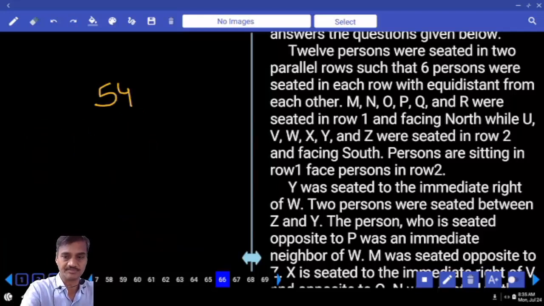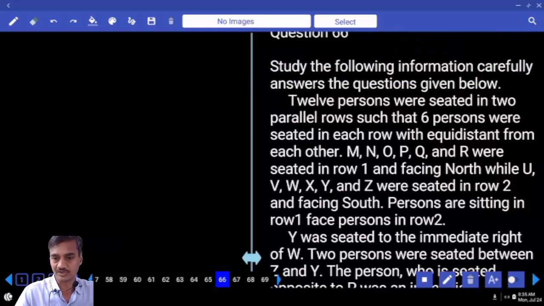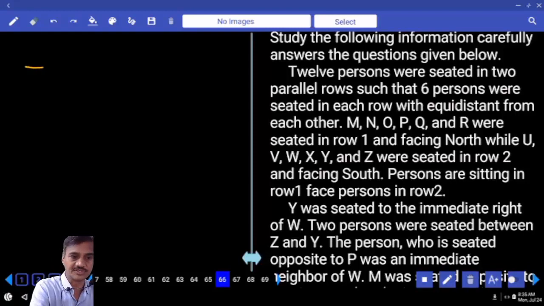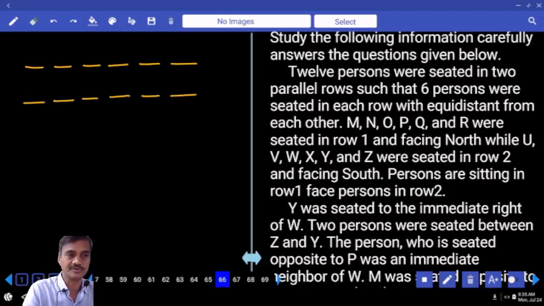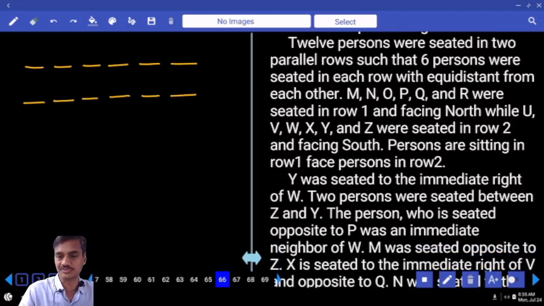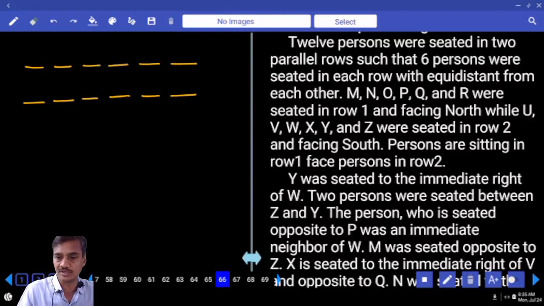IBPS Clerk Prelims. Coming to question number 66 to 70, these five are based on parallel rows. There are 12 persons, six persons in one row and six persons in the other row. M, N, O, P, Q and R are seated in row 1 facing north.